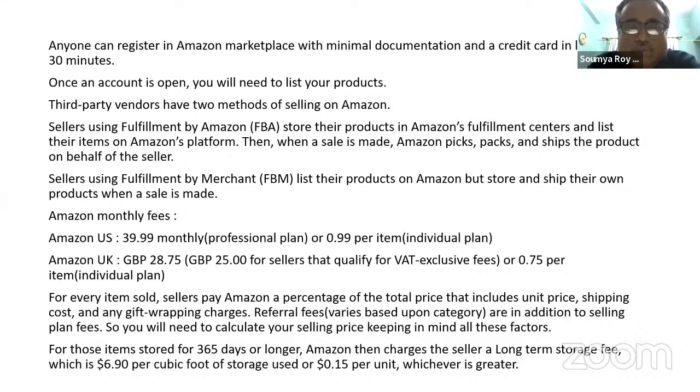For Amazon UK, the charge is different, and for every item sold, sellers pay Amazon a percentage of the total price. That includes unit price, shipping cost, any gift wrapping charges. Referral fees vary upon category. There are multiple categories, and the percentage of the fees are based upon that. In addition to selling plan fees, you will need to calculate your selling price based upon all these factors.